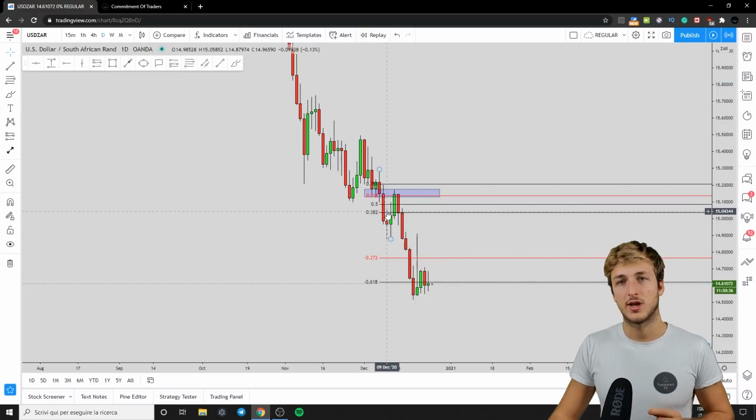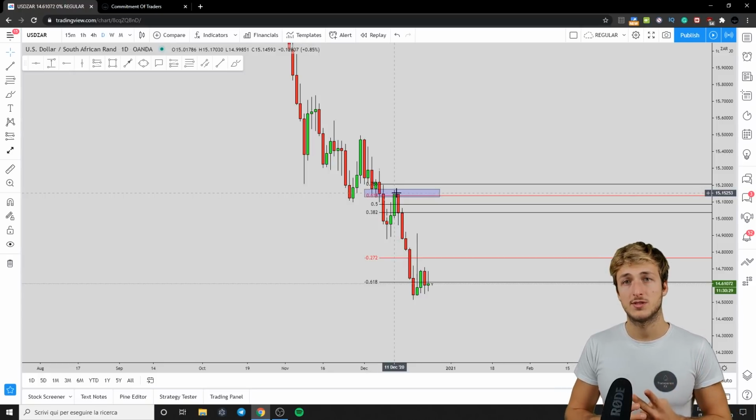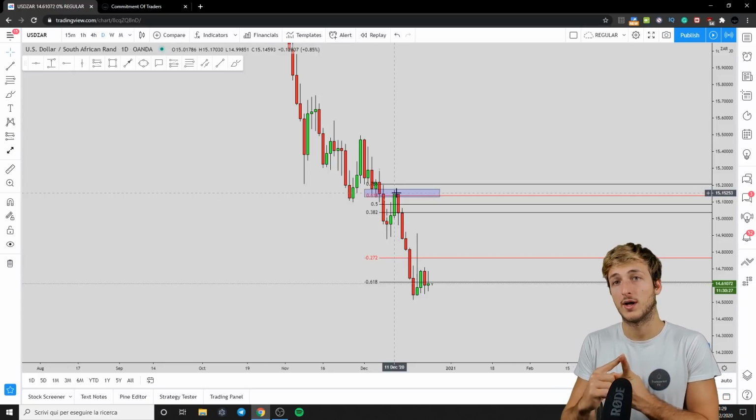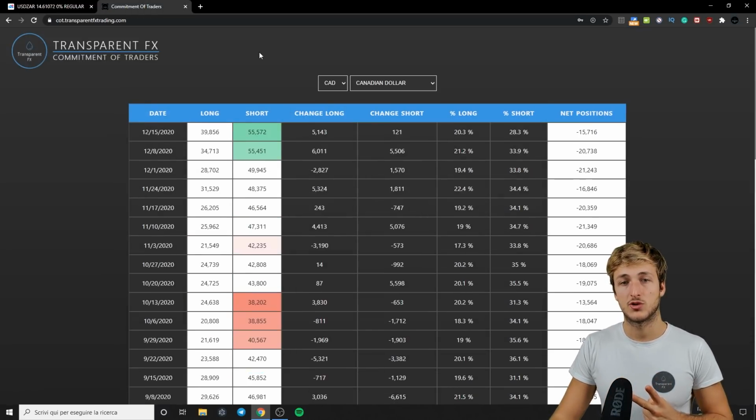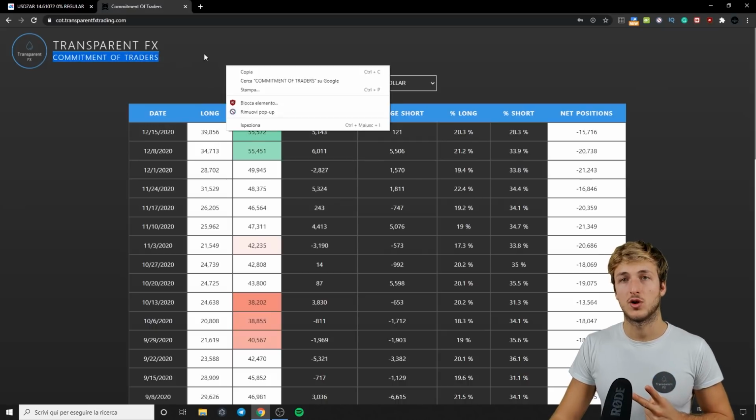Now, when it comes to finding opportunities, obviously here on the daily, you have identified this confluence of resistance, but that is not enough for two main reasons. One, you have checked only one time frame. Two, you haven't checked what the biggest banks and institutions are doing in the market with the commitment of traders.